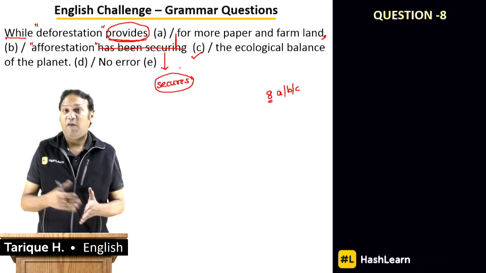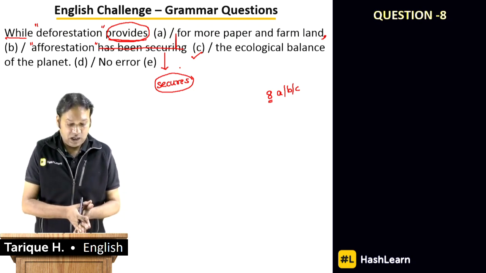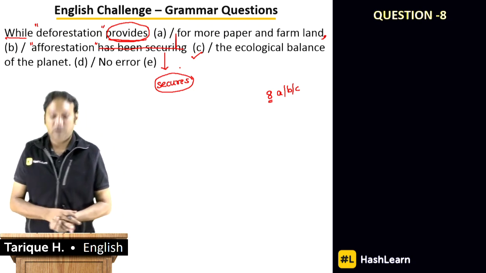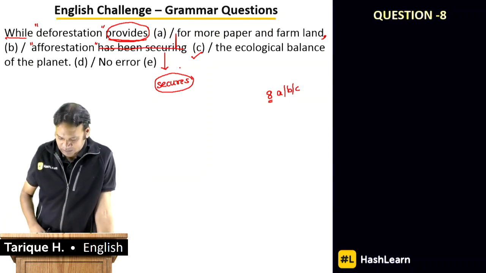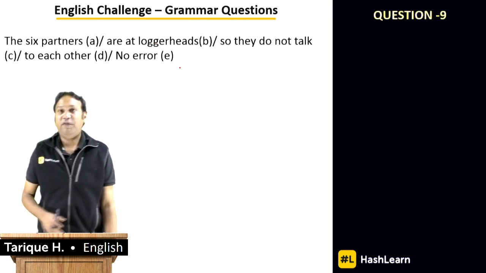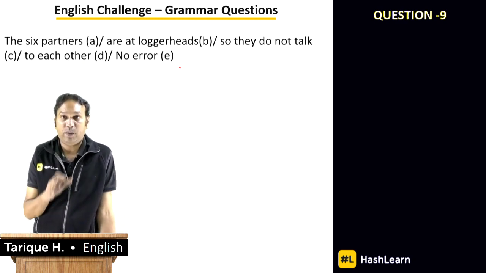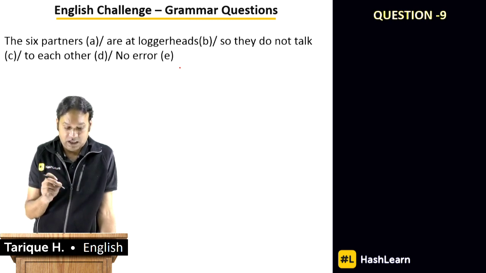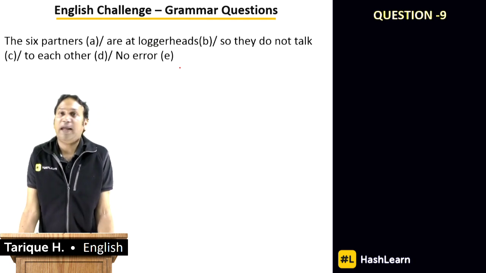Deforestation is a noun followed by a singular verb provides. Afforestation is also a noun followed by a singular verb secures. That's question number 8. So now I'm moving on to question number 9. Let's look at question number 9 here. If you are solving question number 9, you're going to post the answer. Write down the question number along with your answer, like 9A, 9B, 9C or 9D. If you see that there is no error, then you can say 9E.